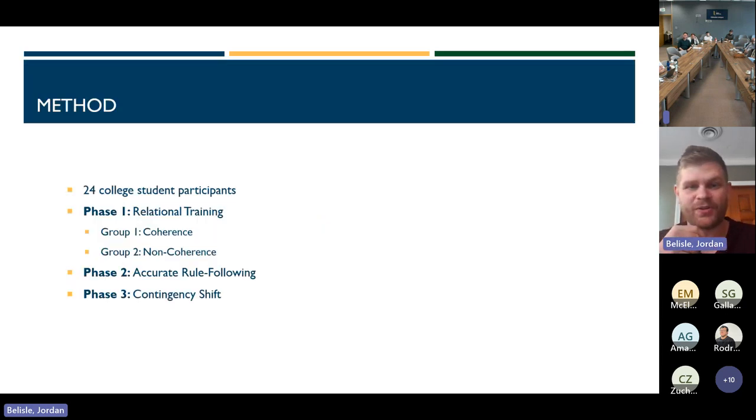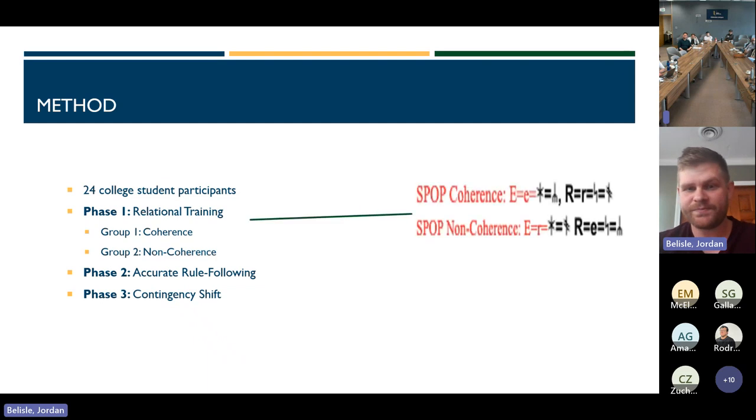So for this study, we recruited 24 college students. In phase one, they underwent relational training using a modified version of the stimulus pairing procedure that I showed you earlier. Group one underwent coherent pairing, and group two underwent incoherent pairing.